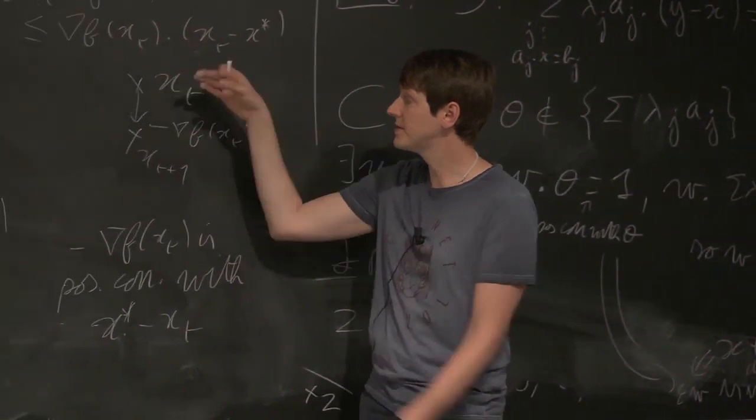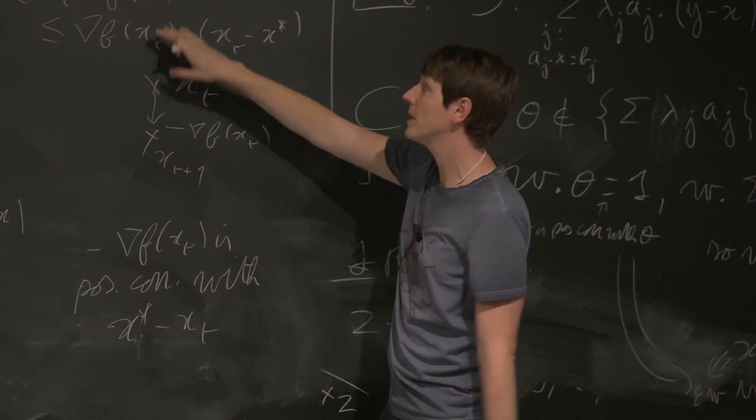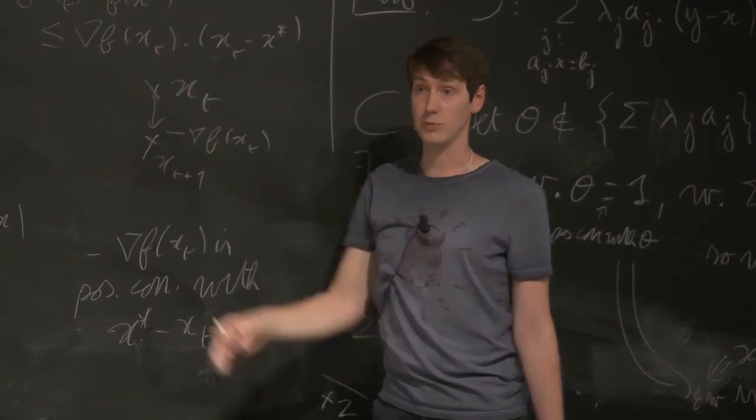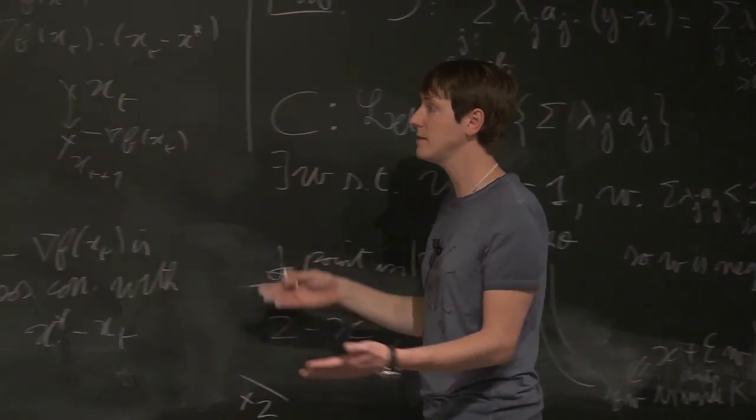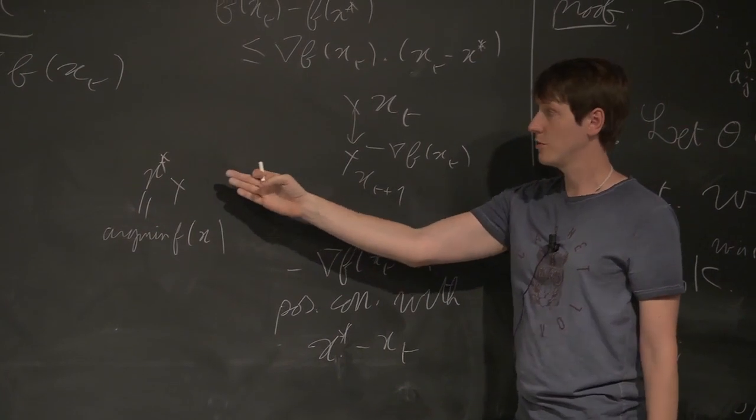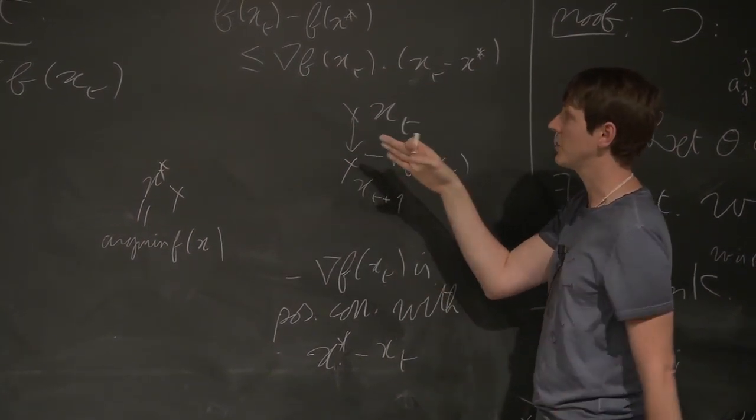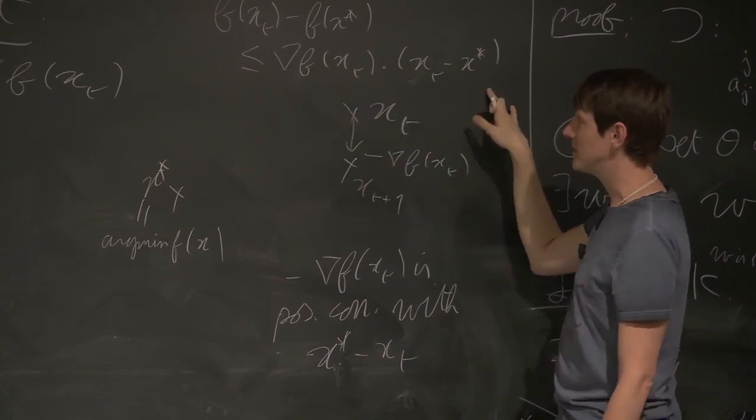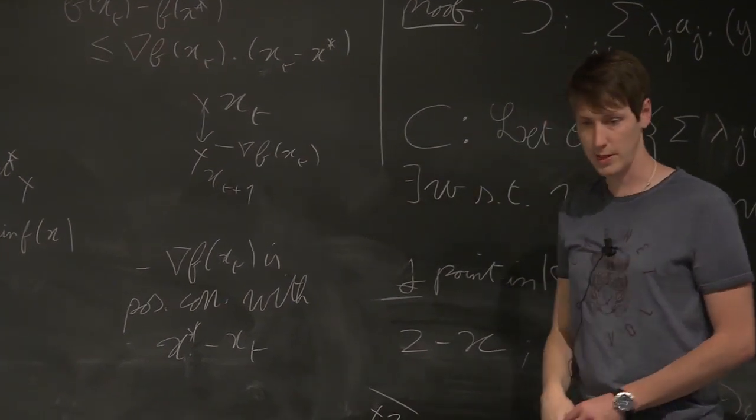And there is some distance that is shrinking, and it should be shrinking by something like this value. This is how you do the analysis. You set up a potential, which is your distance squared to the optimum, and you write down the decrease in terms of this potential, in terms of this inner product, which you relate to the suboptimality gap. So let's do that right now.